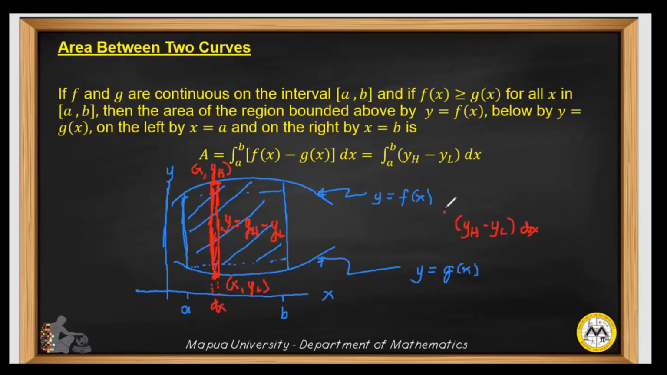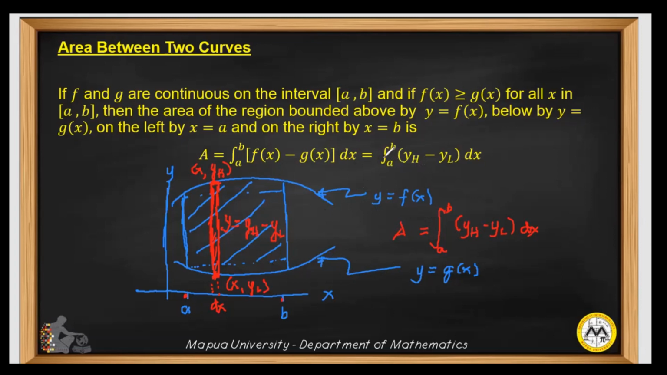Hence, if we evaluate the integral of y sub h minus y sub l times the differential of x from the lower limit a to the upper limit b, then this will give us the area between the two curves y is equal to f of x and y is equal to g of x. That is the reason why the integral of f of x minus g of x dx from a to b is also equal to the integral of y sub h minus y sub l times the differential of x from a to b.